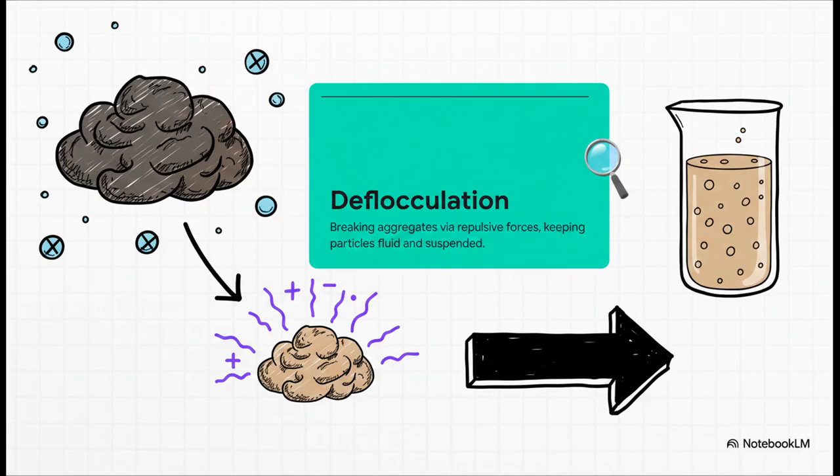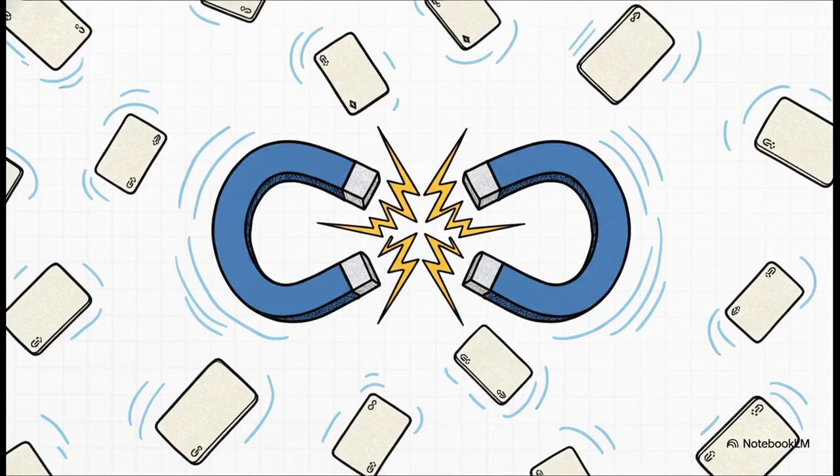Okay, but let's flip the script entirely. What if your clay is too thick, but you can't just add water because it would ruin your recipe? That's when you use deflocculation. This is the exact opposite chemical reaction. We use it to break up those clumps and make the whole mixture runnier and much more fluid. Let's move on and see how this builds.